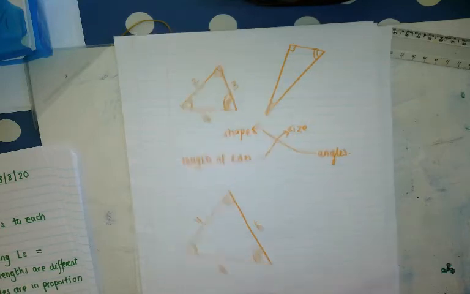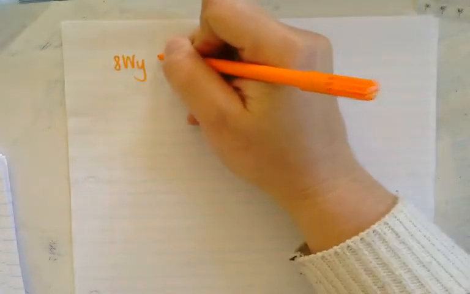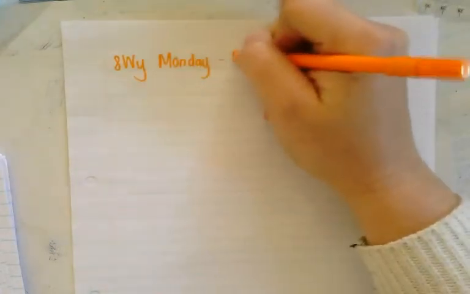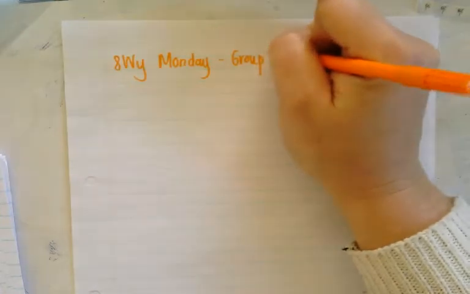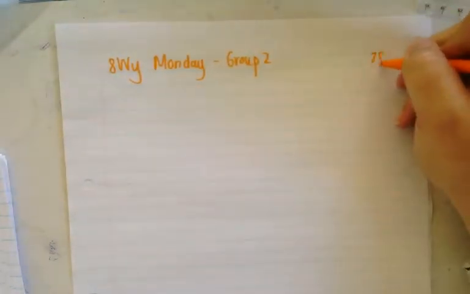So in our books we're going to write the following. I'll zoom in for the notes. Let me just put this off, I think it's causing a problem. Okay, we are 8WY. It is Monday. And we are group 2. Today is the 28th of September.